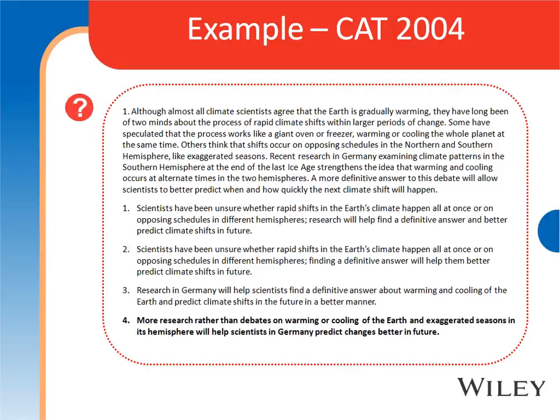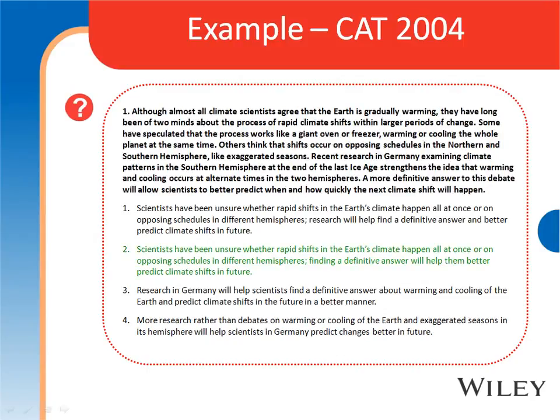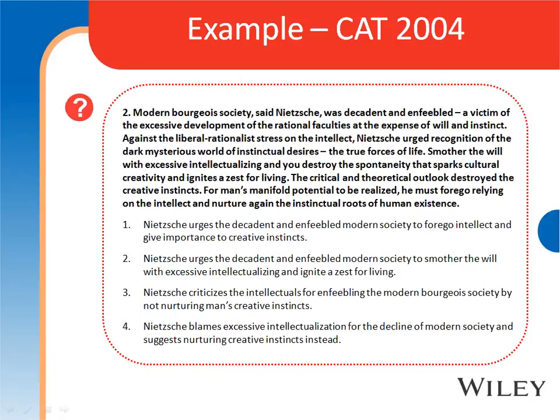Now the fourth one. Fourth one is completely twisting the paragraph. It's saying that research will help and debates will not help, right? So nobody's saying what is going to help or what is not going to help. So fourth option is also incorrect, and hence the best is the second option, right? So let's do a more difficult question again from CAT 2004. Why don't you all read this? Pause the video, right? And we'll discuss the paragraph.